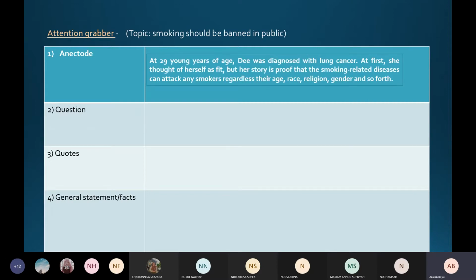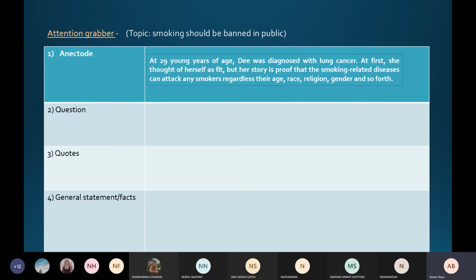At young years of age, Dee was diagnosed with lung cancer. At first, she thought of self-harm, but her story is proof that smoking-related disease can attack any smokers regardless their age, race, religion, gender, and so forth. So, 2 sentence saja cerita. Cerita ni kadang-kadang banyak. So, kalau you nak cari tu pilih yang pendek saja ataupun you simplify. Right? You simplify. Okay, you boleh menggunakan cerita tentang pengalaman you ataupun mungkin pengalaman orang lain, tapi dia berbentuk cerita yang dalam 2 sentences only.